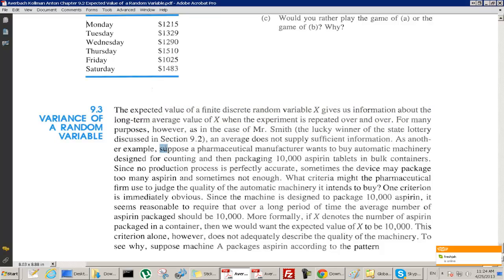For example, they say, suppose a pharmaceutical manufacturer wants to buy automatic machinery designed for counting and then packaging 10,000 aspirin tablets in bulk containers. So they're buying a machine that's going to package large amounts of aspirin in big containers. Since no production process is perfectly accurate, sometimes the device might package too many and sometimes not enough, of course. What criteria might the pharmaceutical firm use to judge the quality of the automatic machinery it intends to buy?